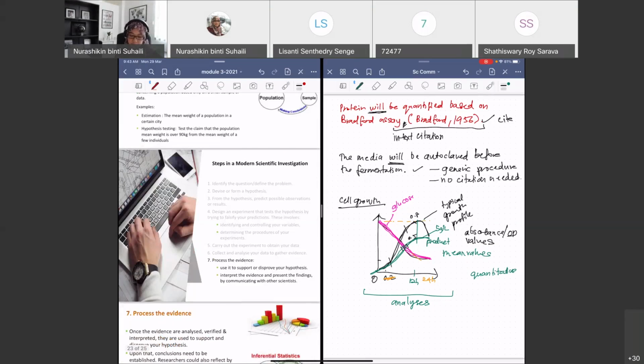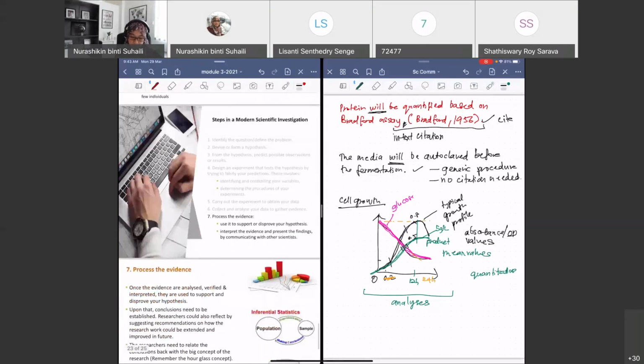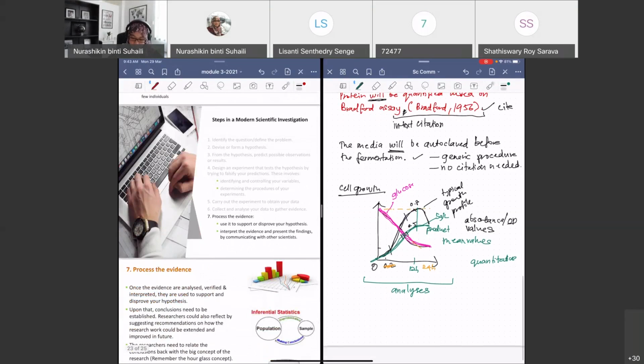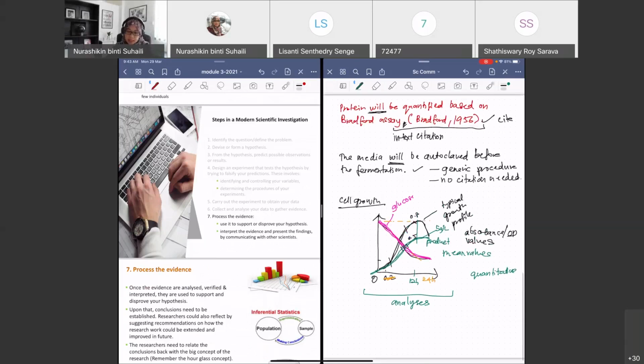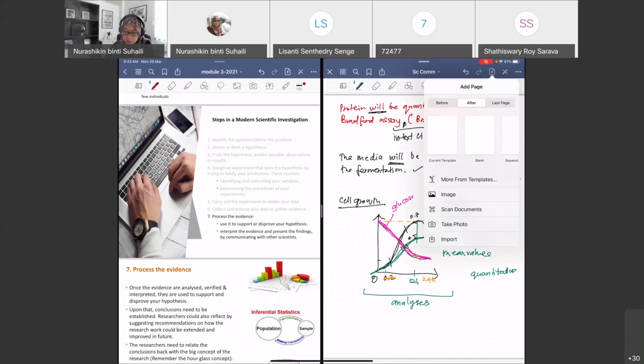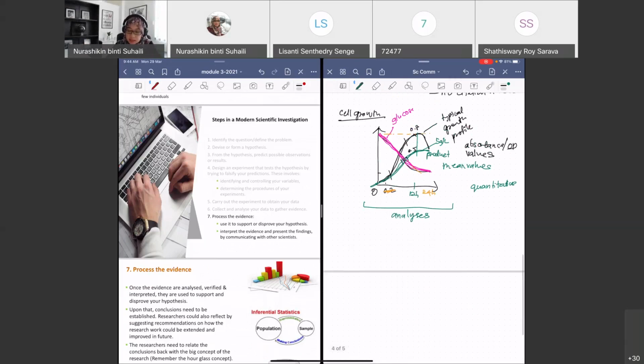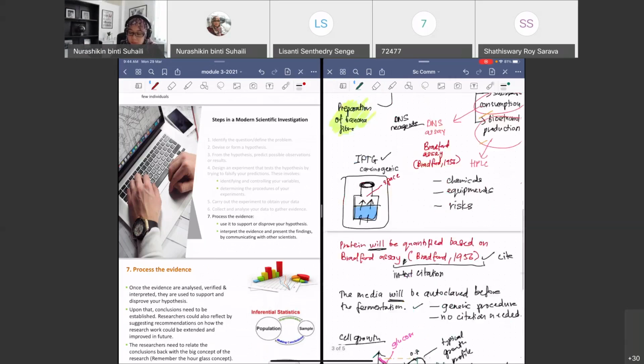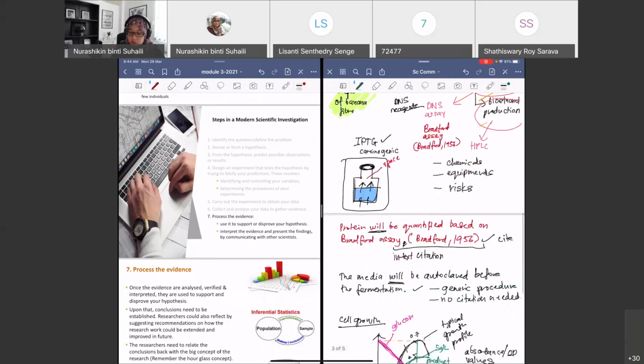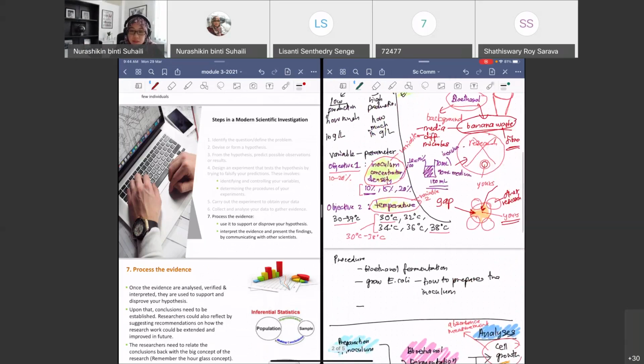Okay. Right. I hope that's clear. And then the last step is to process the evidence. Once you have the data, you have seen the trend of the growth, the substrate consumption, and the bioethanol production, right? And you have all these results for the range that you have.